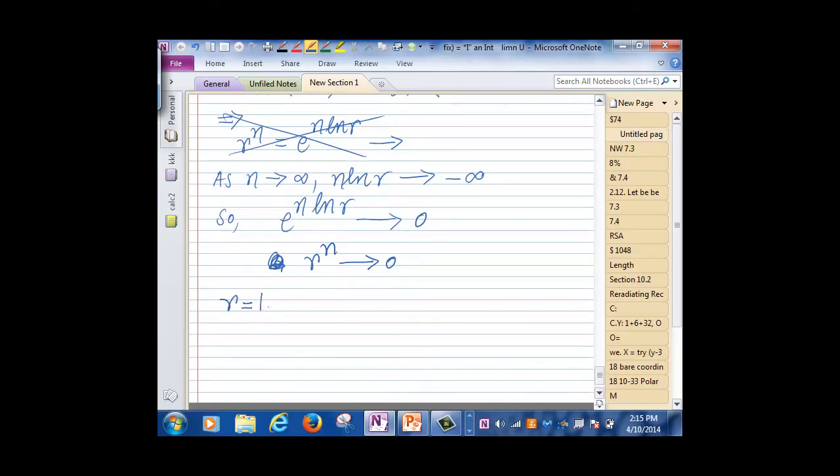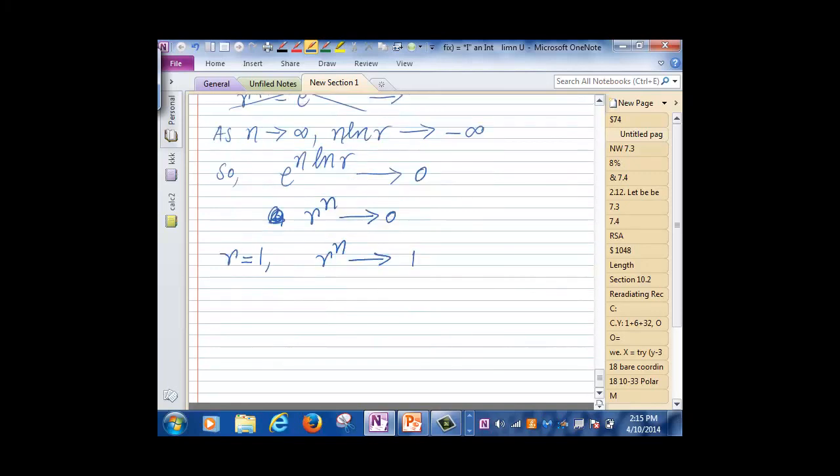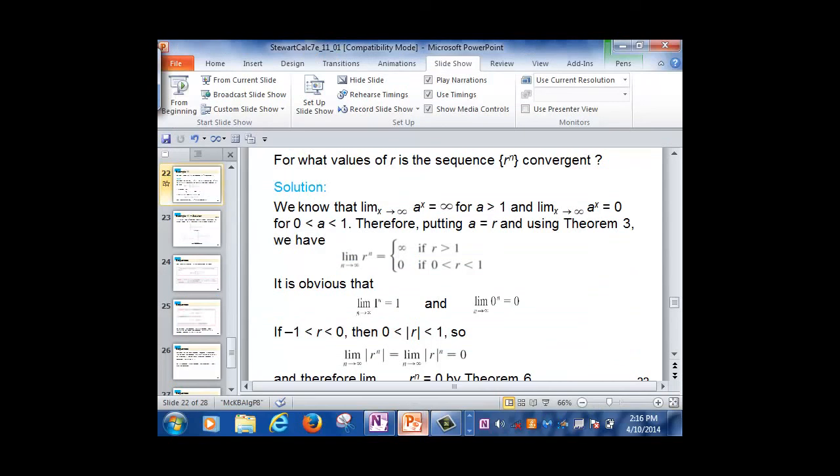Okay, so how about when r is 1? When r is 1, then r to the n is obviously going to what? The limit of r to the n is obviously 1, right? If r is 0, then r to the n still goes to what? R to the n will go to 0, right? If r is 0, 0 to the n exponent is 0. So I have r to the n goes to 0. Everybody is okay with that? So let me recap what we have.